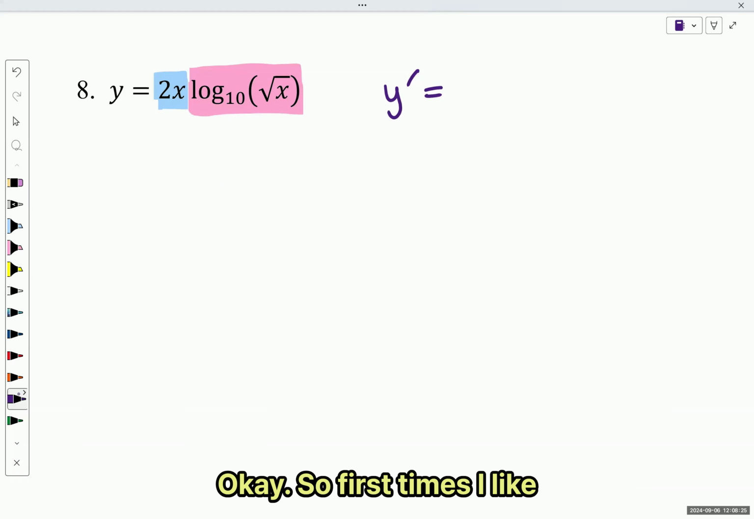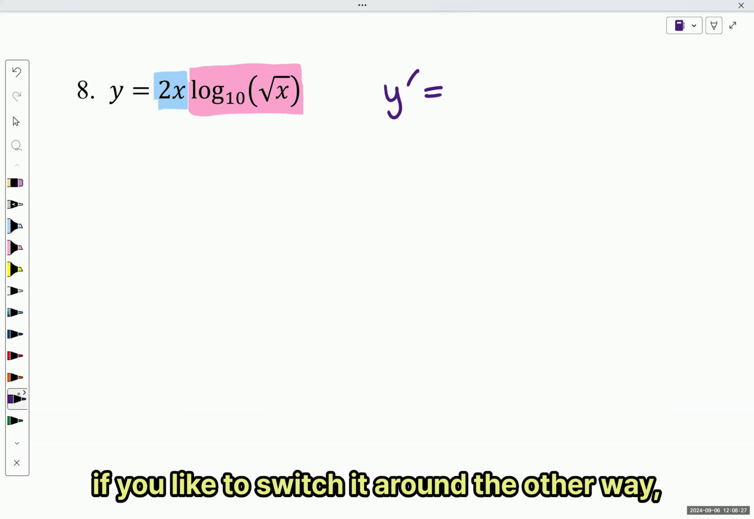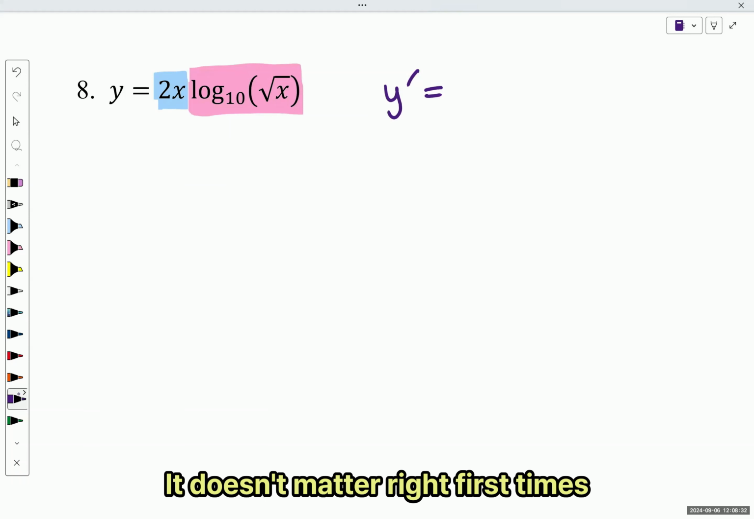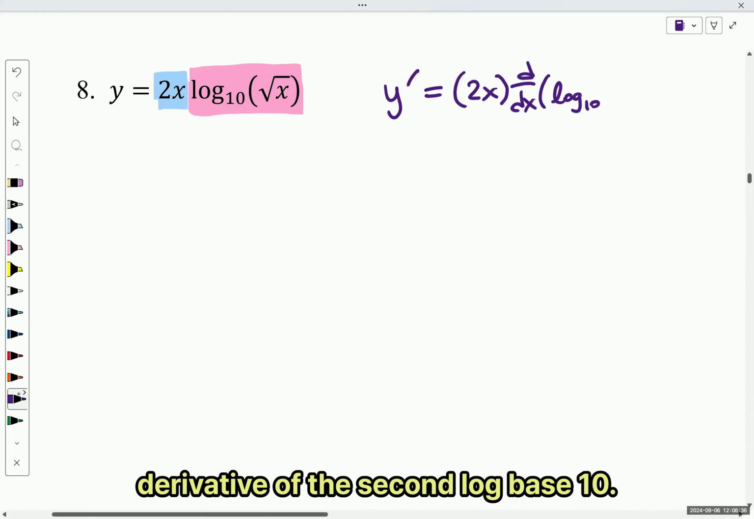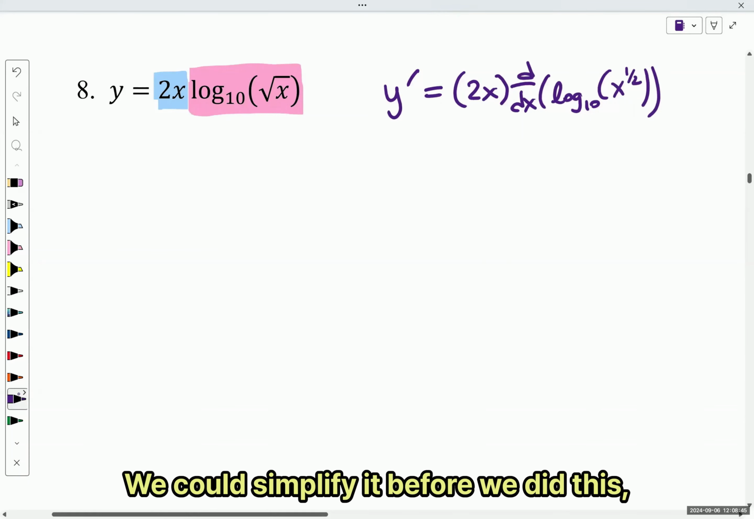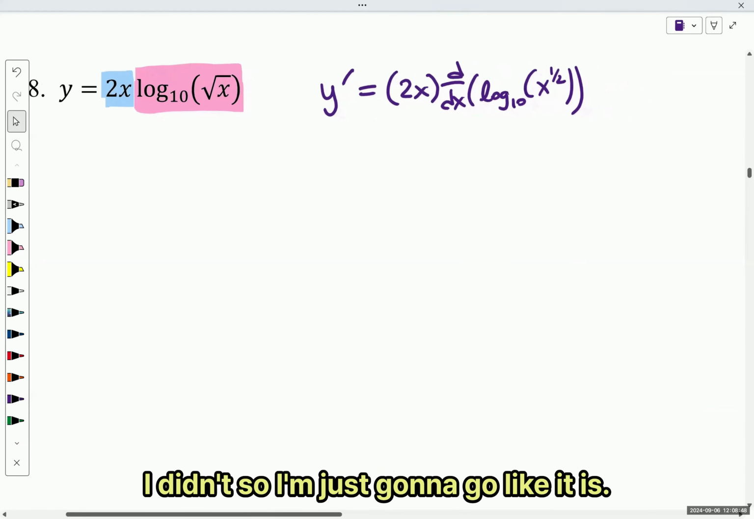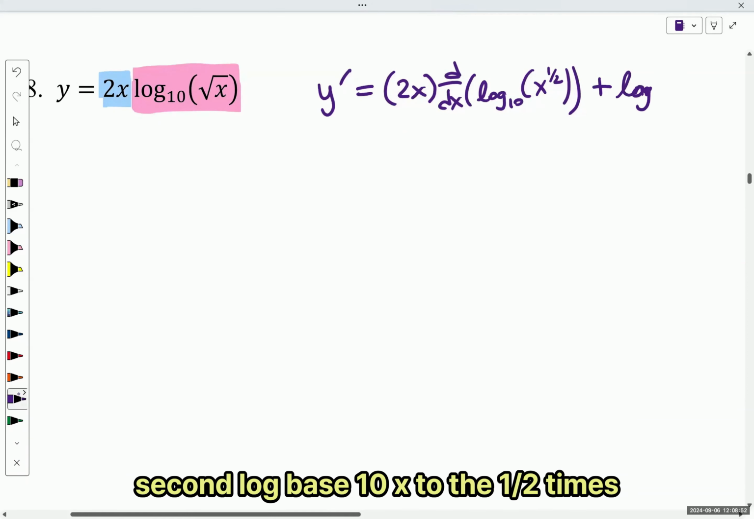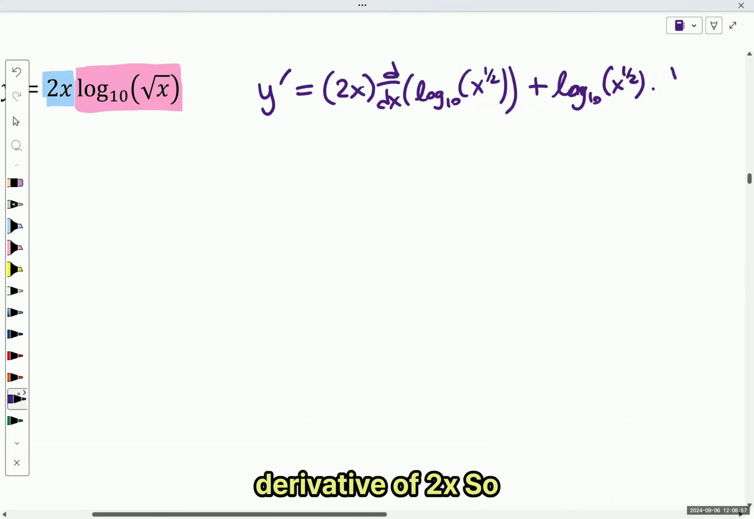Want to know that it's your derivative. Okay, so first times derivative of the second. I like to do first times derivative of the second. If you like to switch it around the other way, that's totally fine. It doesn't matter, right? First times derivative of the second, log base 10. I'm going to make this x to the 1/2. Oh, and we could clean that up even a little bit. Ew. We could simplify it before we did this, but that's okay. I didn't, so I'm just going to go like it is. Second, log base 10 x to the 1/2 times derivative of 2x.